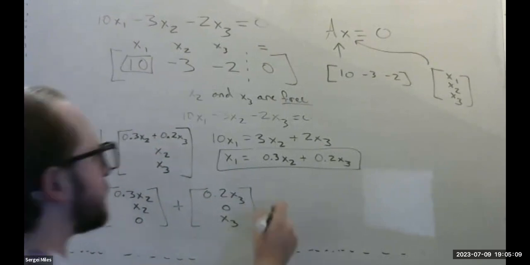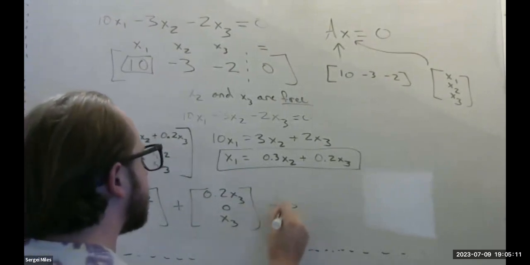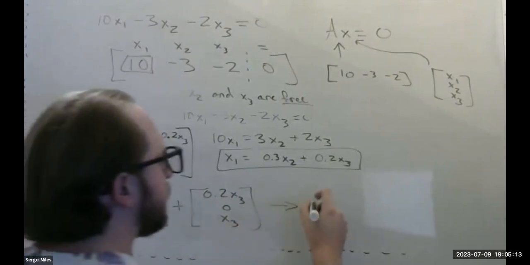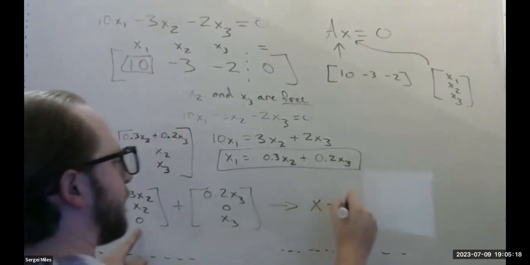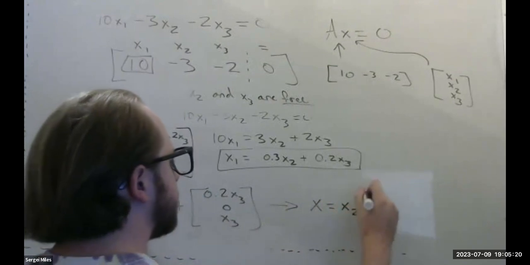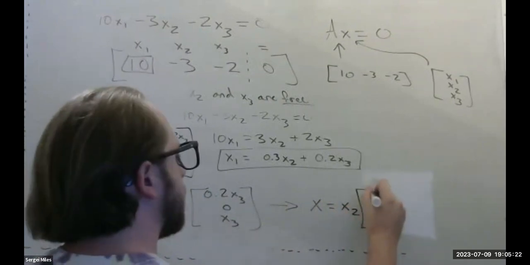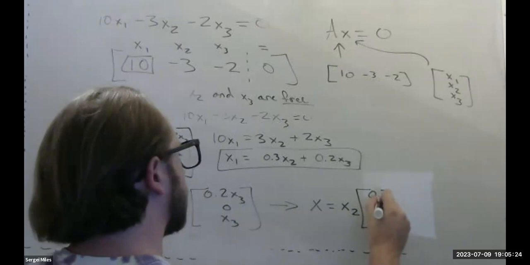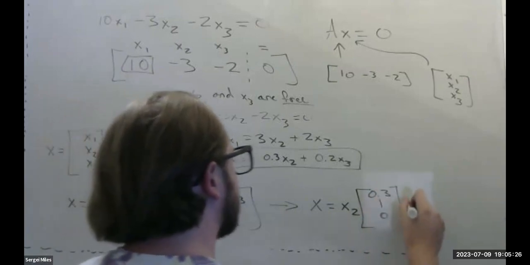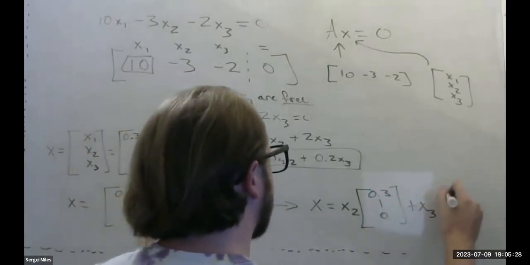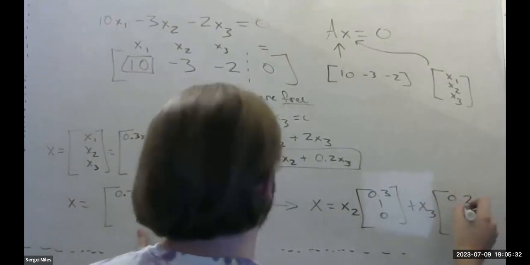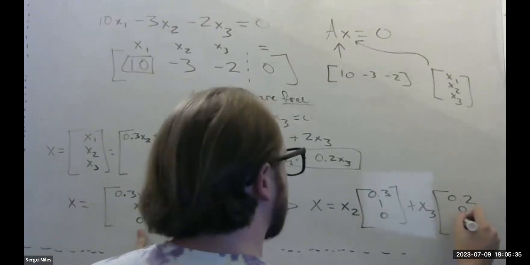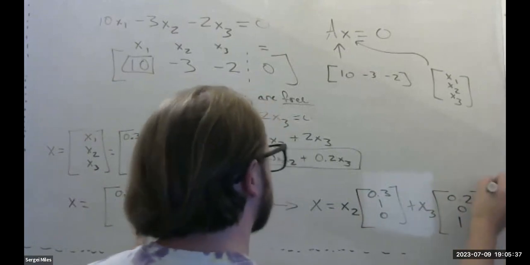Why am I doing this? Well, I'm trying to show you the in-between steps so you can see the logic behind how we are getting our final answer. I can then factor out my free variables. And now I'm going to get this for a final answer. This is then the parametric vector form for the general solution to this homogeneous system.